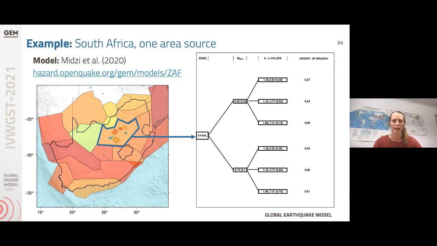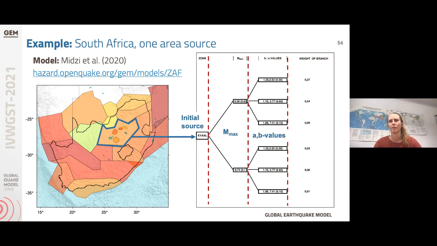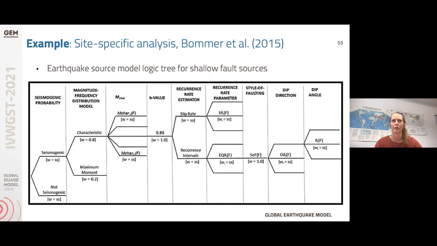So here's an example coming back to South Africa, for which each area source has its own logic tree applied. So the initial source, outlined in blue, is given 2 values of maximum magnitude and 3 values of A and B values. So in total, that reaches 6 values, 6 branches for that source.